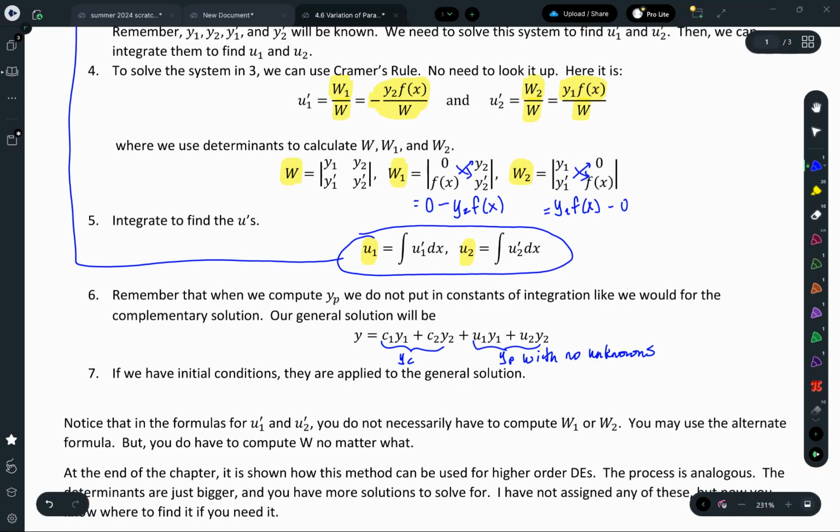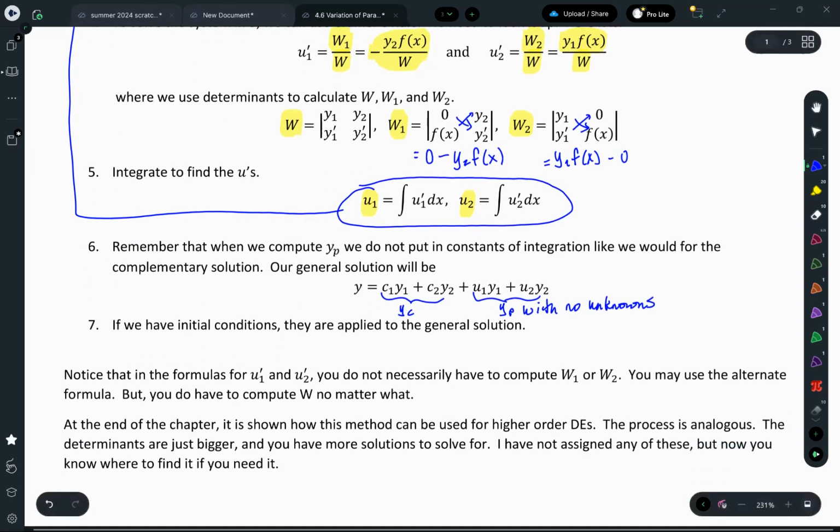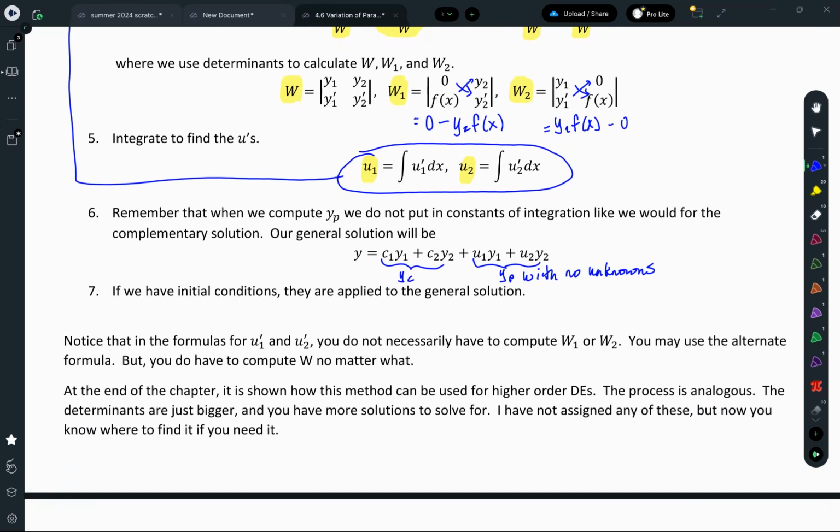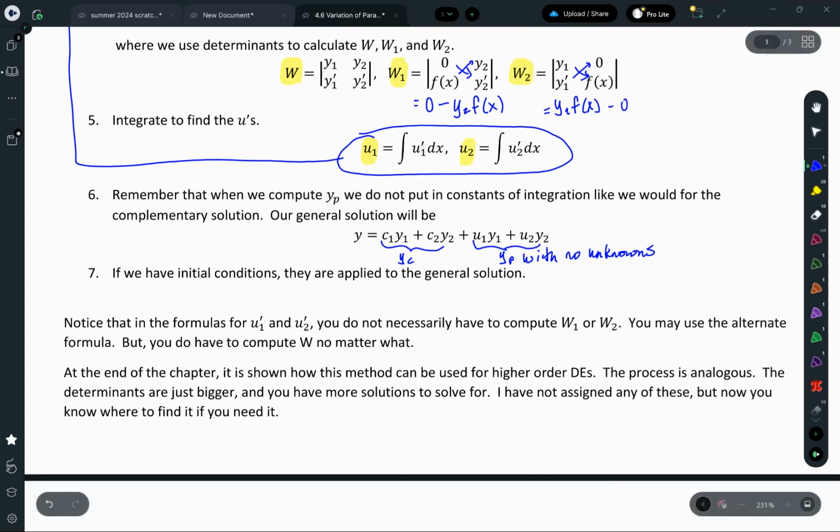I think this next paragraph I already talked about. We don't have to necessarily compute W1 and W2. We can use the alternate form, but it amounts to the same thing. And then at the end of the section in the book, they talk about being able to do this for bigger or higher order differential equations. It just ends up giving us bigger determinants and more solutions to solve for. It becomes a bit more tedious. If you're interested in seeing how this applies to higher order differential equations, by all means go through that, but it's pretty analogous to what we're doing here for 2 by 2.